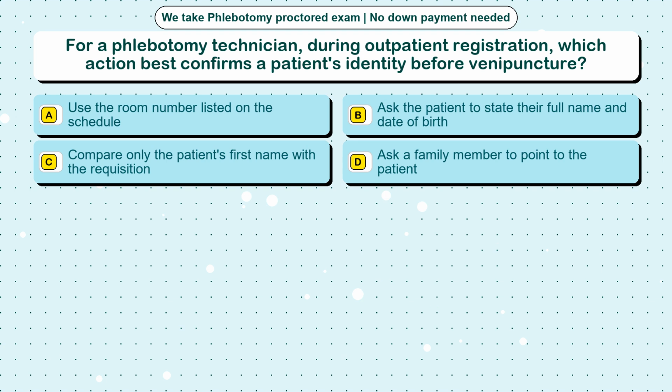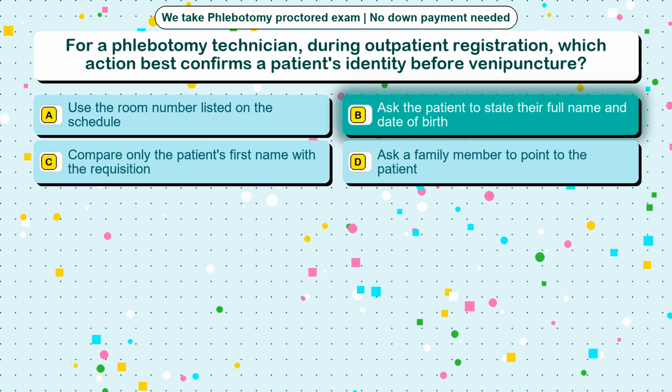Question 57. For a phlebotomy technician, during outpatient registration, which action best confirms a patient's identity before venipuncture? Option A. Use the room number listed on the schedule. Option B. Ask the patient to state their full name and date of birth. Option C. Compare only the patient's first name with the requisition. Option D. Ask a family member to point to the patient.